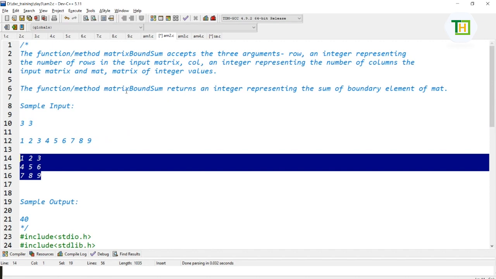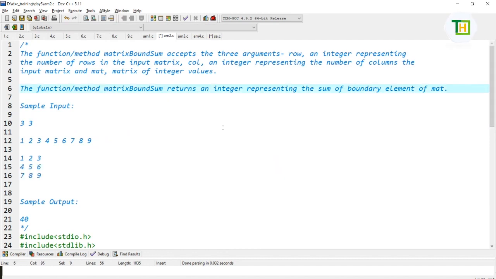Boundary sum returns an integer representing the sum of boundary elements of the matrix. Boundary element means if it is 3 by 3, we have to add this 1, 2, 3, this 6, 9, 8, 7, 4. These values we have to sum. That means this 5 is not going to be added here.